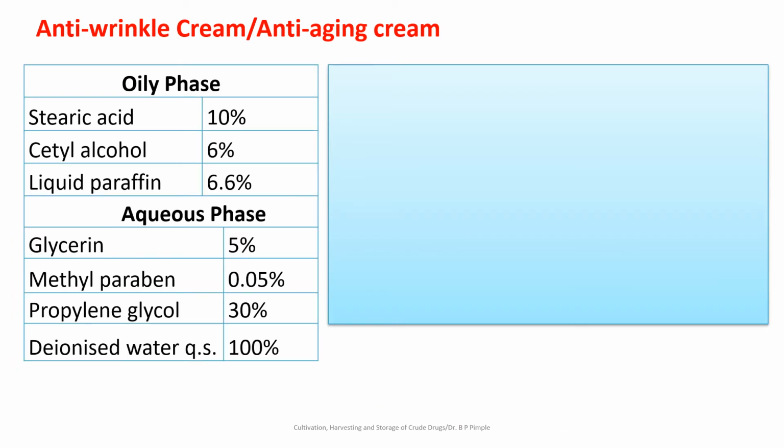The major components are stearic acid, cetyl alcohol, and liquid paraffin. The aqueous phase involves glycerin, methyl paraben, propylene glycol, and water. Usually, the water used should be deionized as it enhances the stability of the creams.